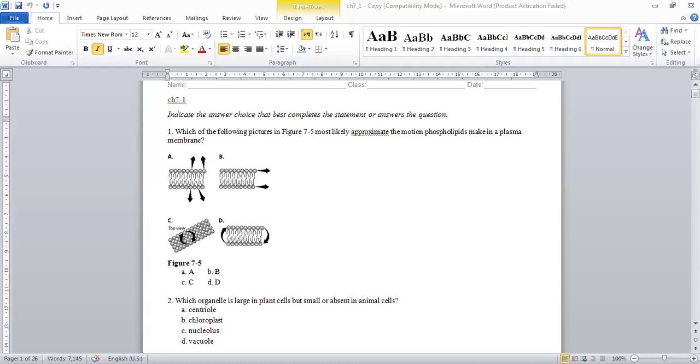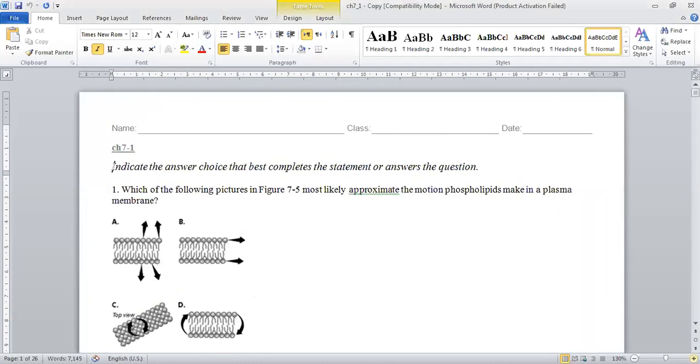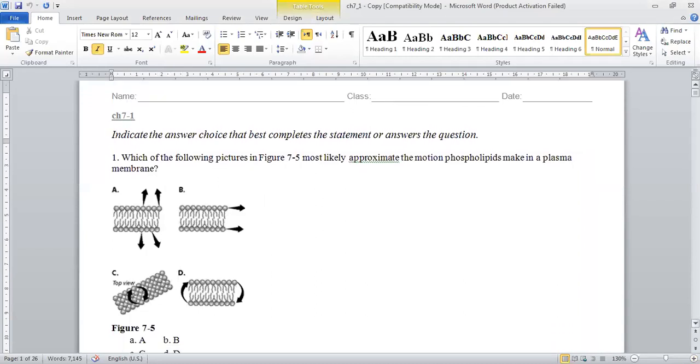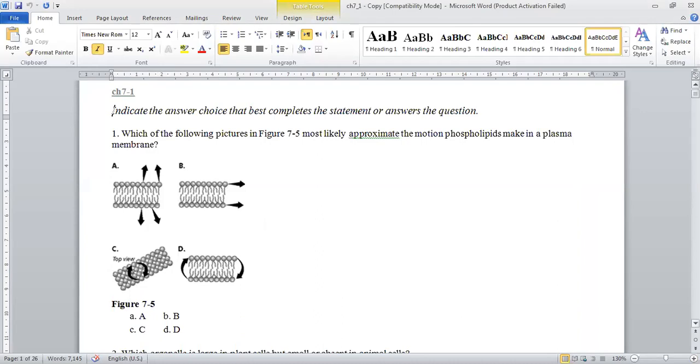Which picture in figure 7.5 most likely approximates the motion phospholipids make in the plasma membrane? This is a plasma membrane. The phospholipid is moving which direction, as we said? A, B, C, or D? It's A, and the phospholipids are moving away from each other.